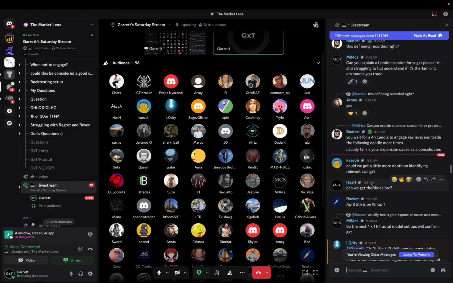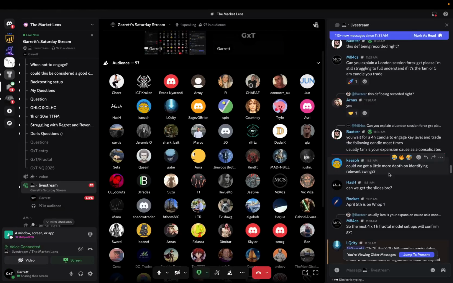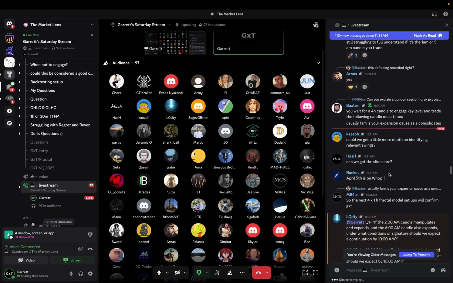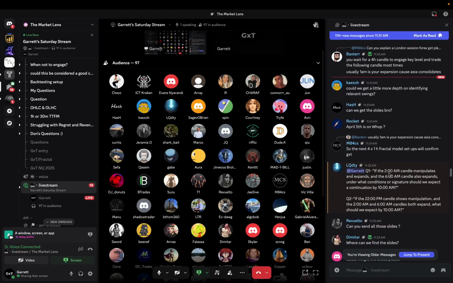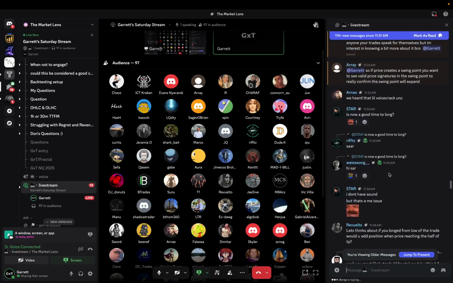Could we get a little more in depth? So we're already an hour in. I would watch AM's expansion model course about relevant swings. He goes into deep detail on that. But I'm probably going to end it here. We're at an hour.